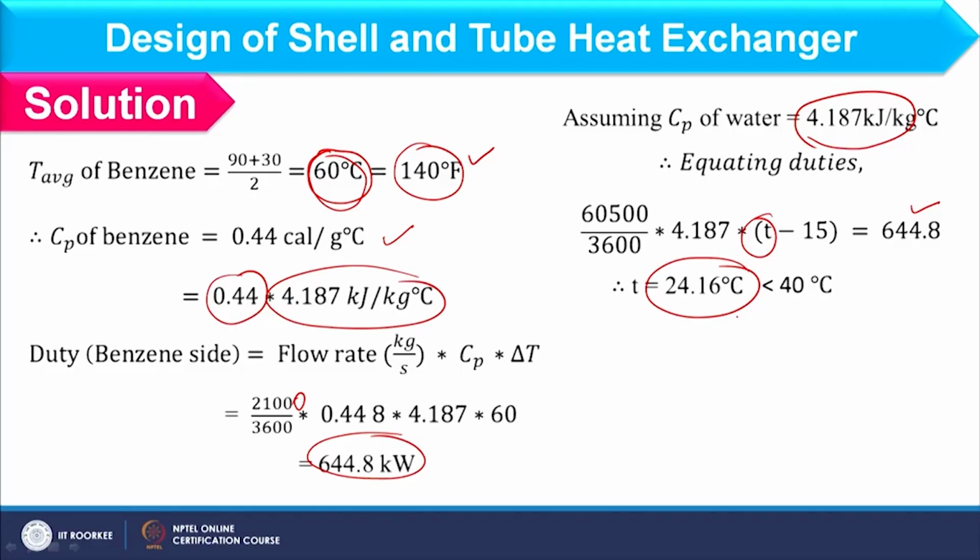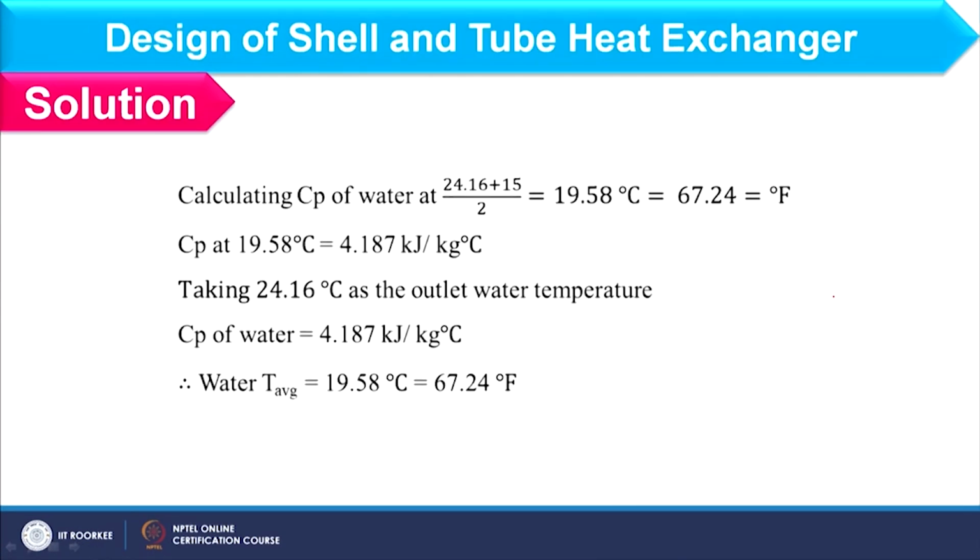Now, if this temperature comes more than 40 degrees Celsius, we have to revise the flow rate of the water, because the temperature has to be very carefully chosen. So, this check you have to do over here, which we find correct in this particular case, and then we carry out the averaging of the water temperature, which is coming as 19.58 degrees Celsius, and that should be 67.24 degrees Fahrenheit.